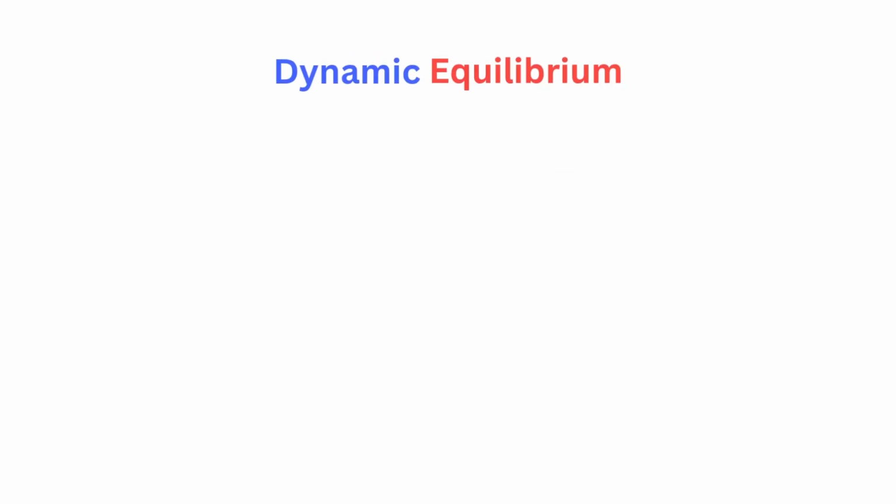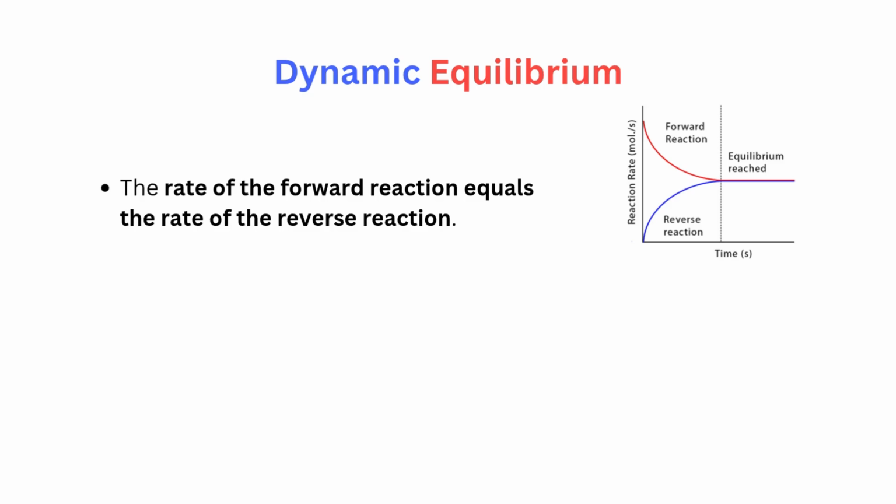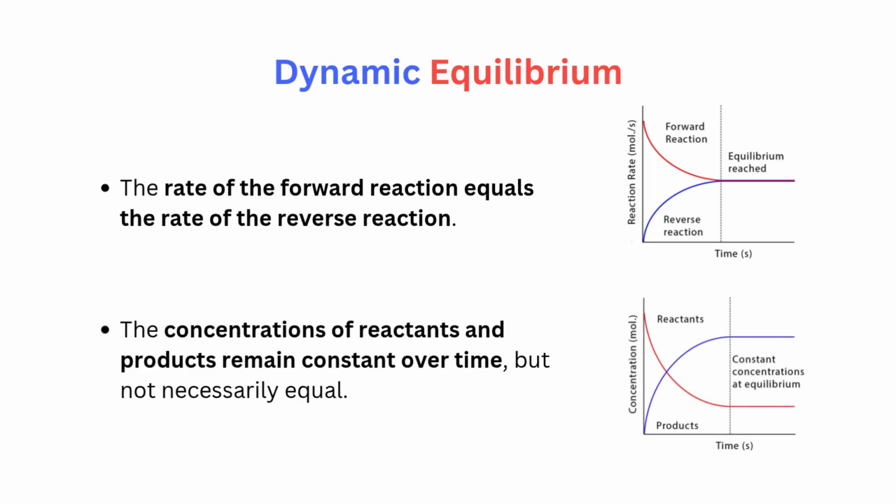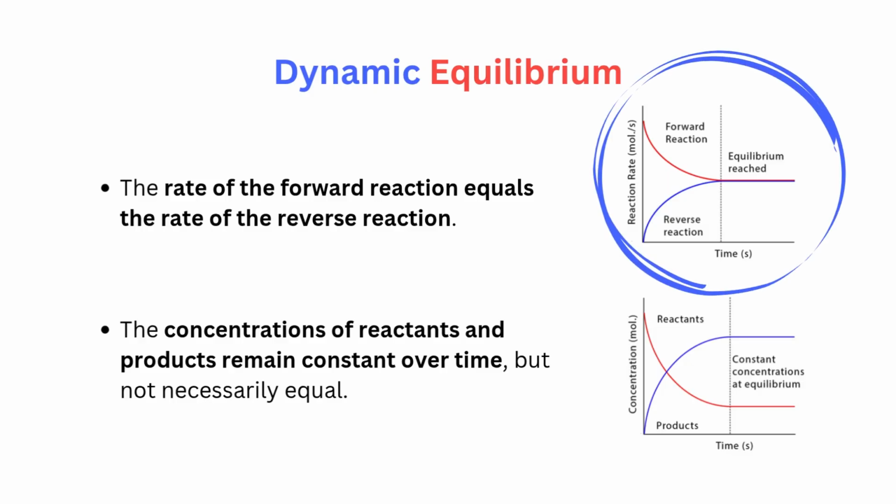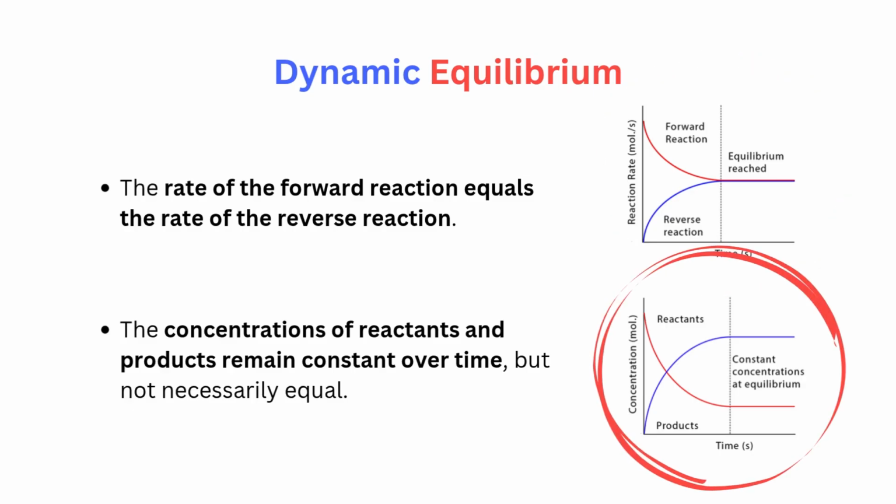What is dynamic equilibrium? When a reversible reaction occurs in a closed system, it will eventually reach a point where the rate of the forward reaction equals the rate of the reverse reaction. The concentrations of reactants and products remain constant over time, but not necessarily equal. This state is called dynamic equilibrium. It's called dynamic because both reactions are still occurring but at equal rates. It's equilibrium because the overall composition of the system is stable.